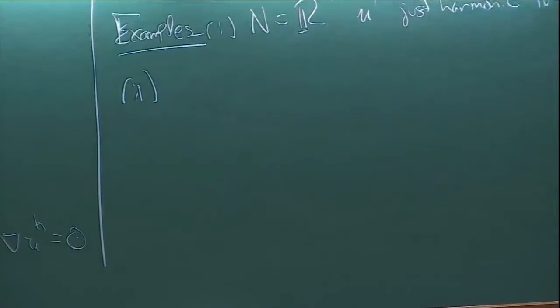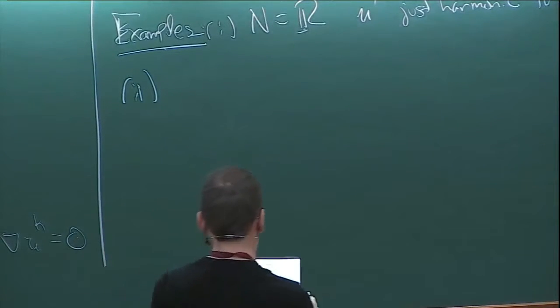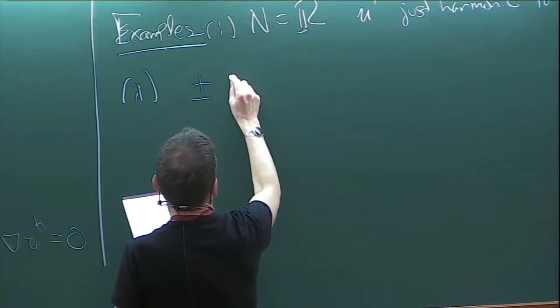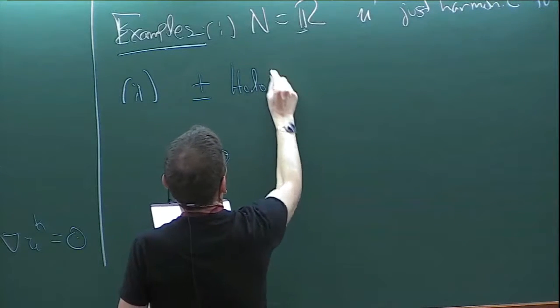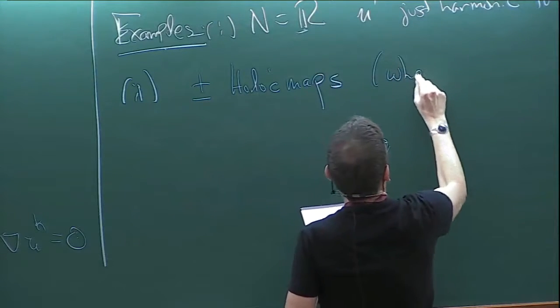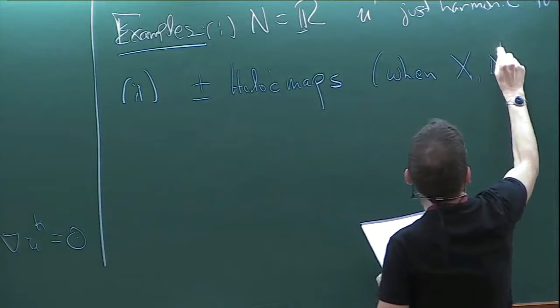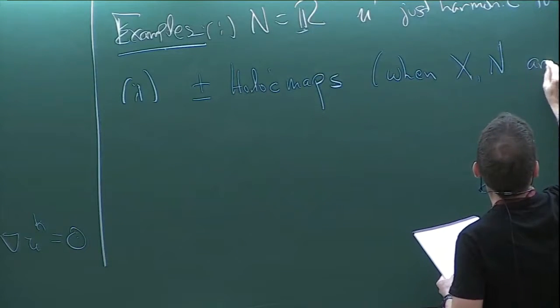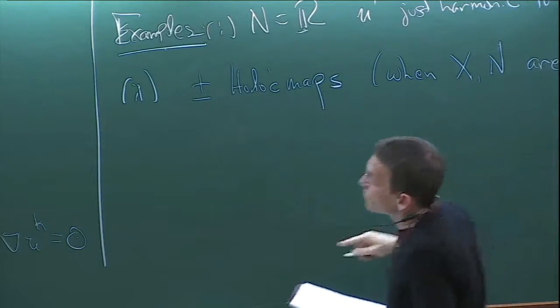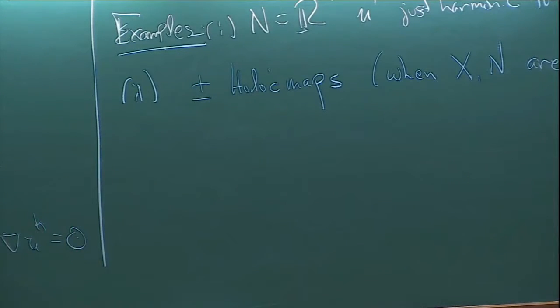What's another example? I'm choosing my examples carefully to be relevant to the rest of the talks. If I take Kaehler manifolds, when both the domain and the target are Kaehler, then holomorphic and anti-holomorphic maps are both harmonic. We'll see this later on as well.